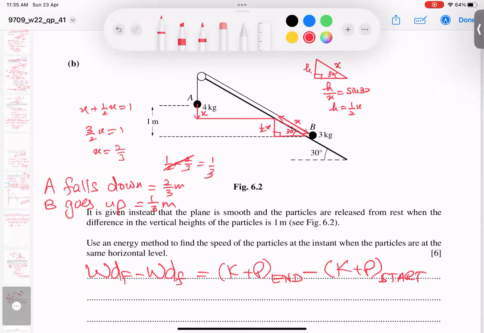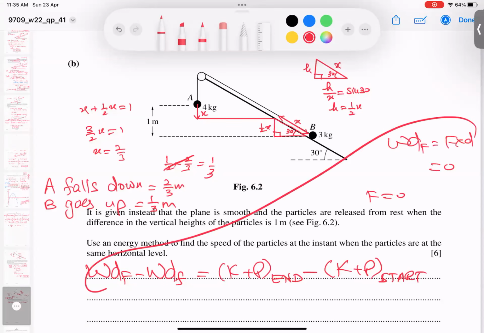The situation is that it starts from release from rest. Release means no applied force. If applied force is not there, you know the work done by applied force formula is F into D. If F is 0, can I say the work done by applied force is 0? Correct. So this is 0.